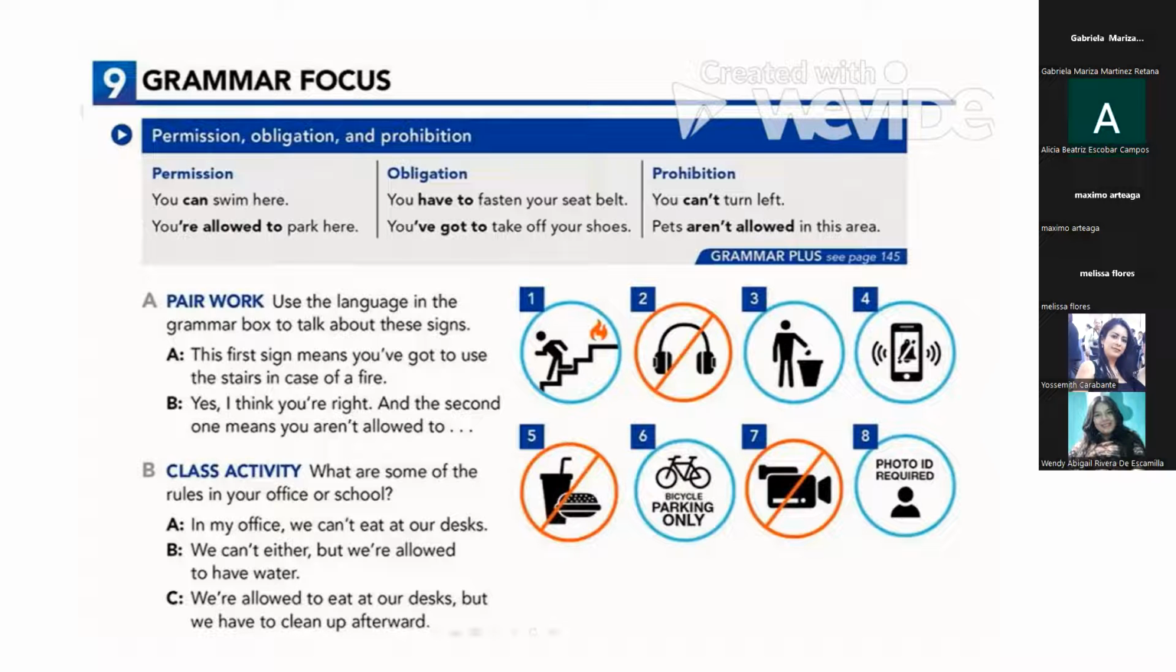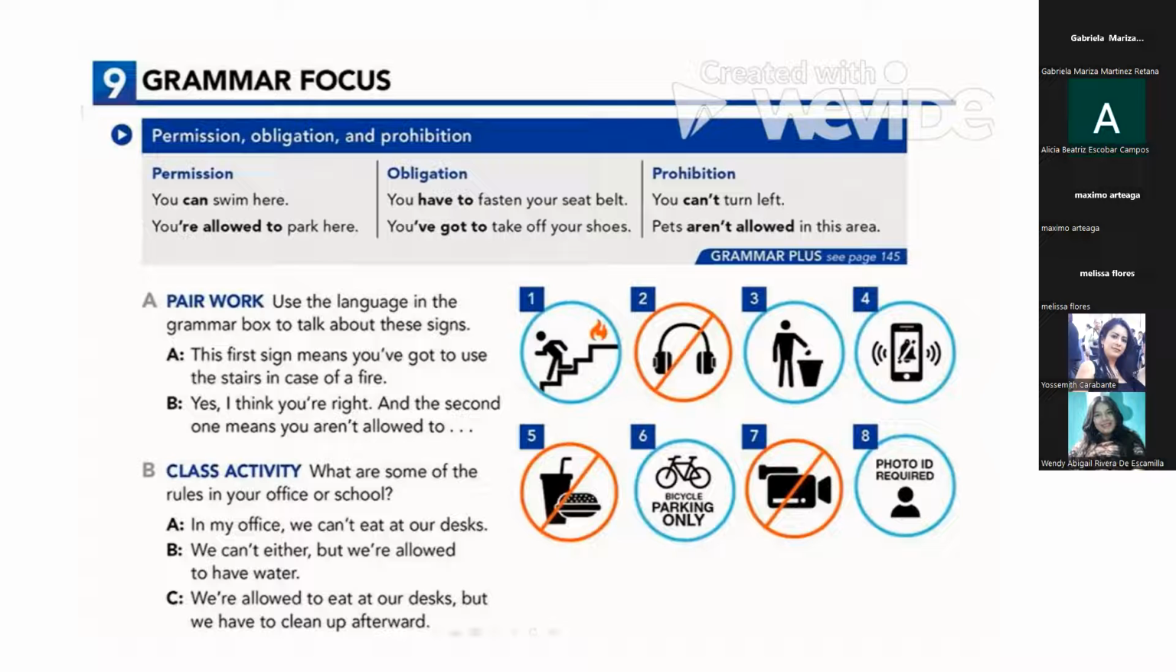Questions about this, about permission, obligation, or prohibition? Preguntas? It's really simple, right? We just need to know how to use it. So for example, and we can see here some pictures, right? Podemos ver algunas figuras.